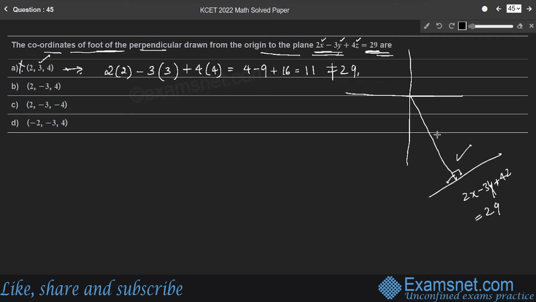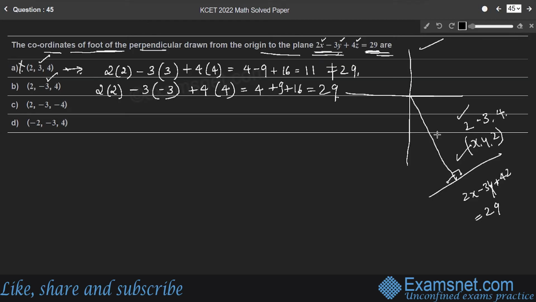Consider option B, in which x, y, z are 2, minus 3, 4 respectively, right? So the equation becomes 2 into 2 minus 3 into minus 3 plus 4 into 4. You will get 4 plus 9 plus 16, which is equal to 29. Therefore, the coordinates of the foot of the perpendicular are x is 2, y is minus 3, z is 4. Hence option B is the right answer.